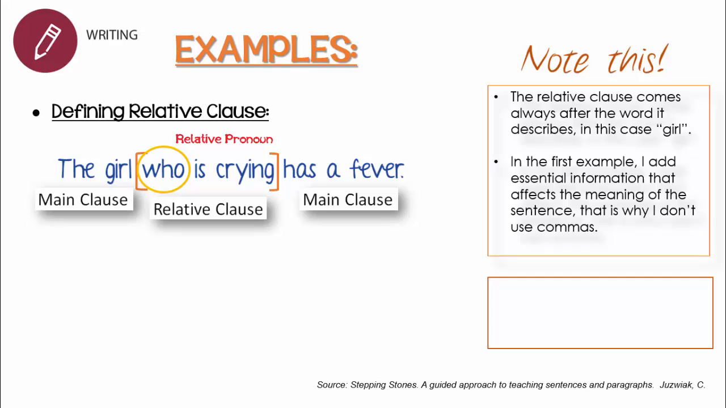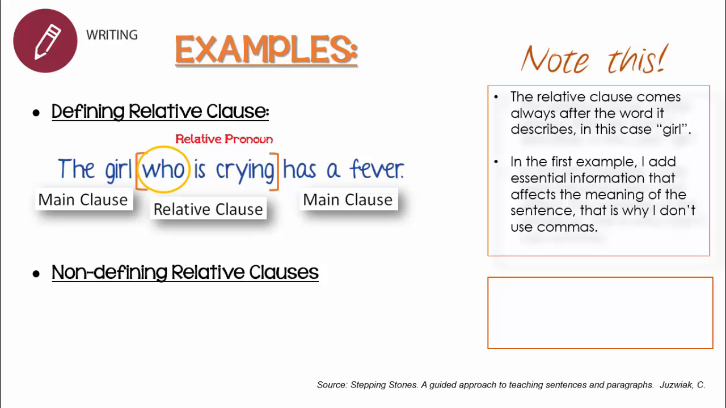In the first example, I add essential information that affects the meaning of the sentence, and that is why I don't use commas. The girl who has a fever, it's not any girl, it's the girl that's crying. I need the information in the relative clause to identify the girl that has a fever.